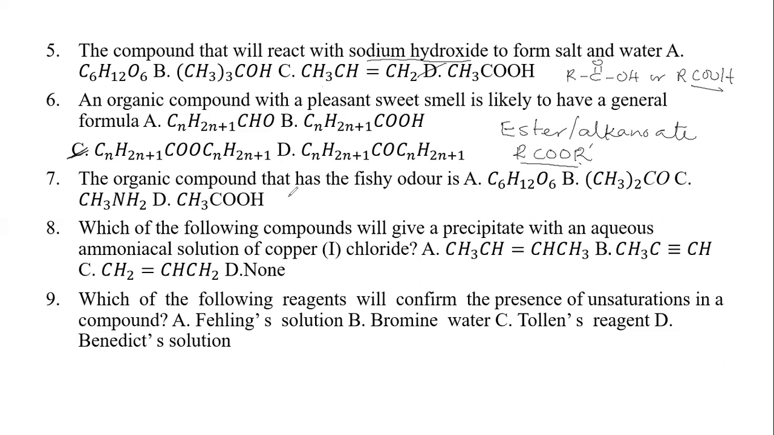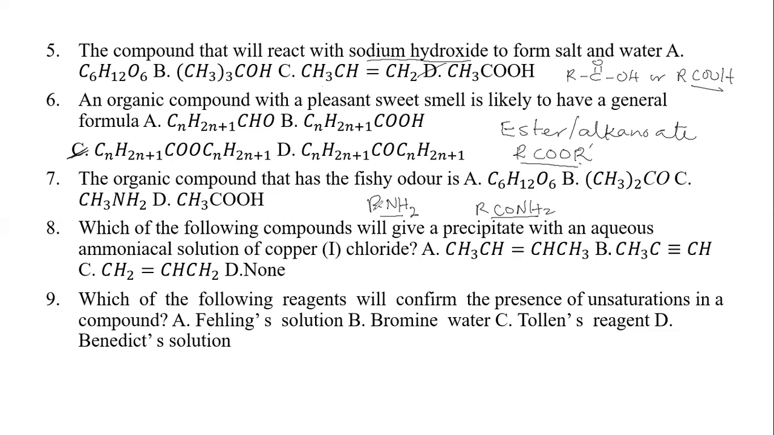All right. The organic compound that has the fishy odor is what? Now, amine, which is RNH2. Mind you, amine is different from amide. I told you earlier, this is the one for primary amide. So this is amine. Amine does not have C double bond O. They don't have this carbon.